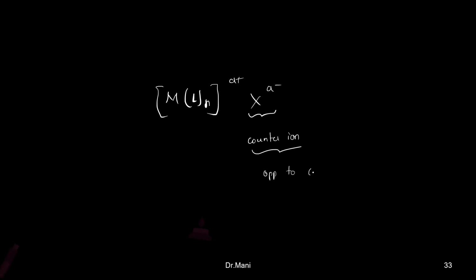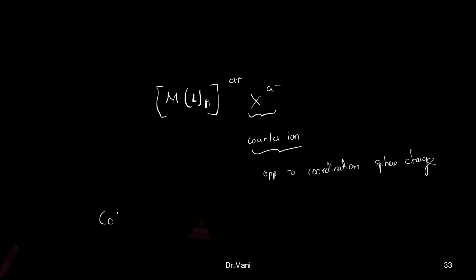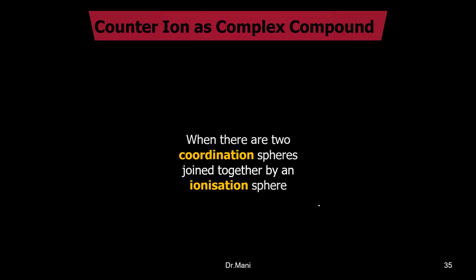So the charge will be opposite to the coordination sphere charge. You can take examples like [Co(NH3)6]3+ with 3Cl minus. Here this 3Cl minus is the counter ion.